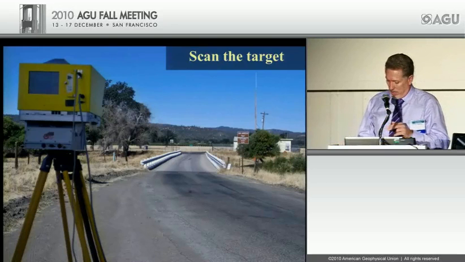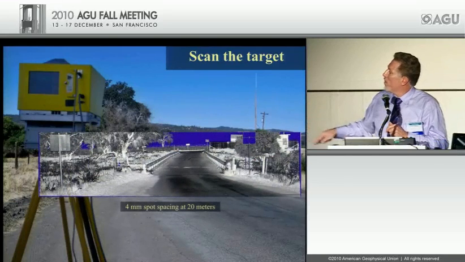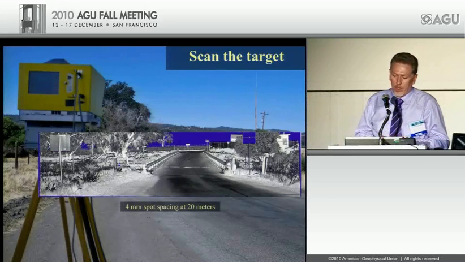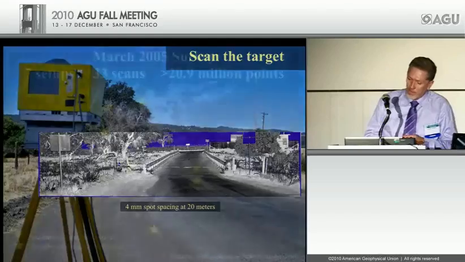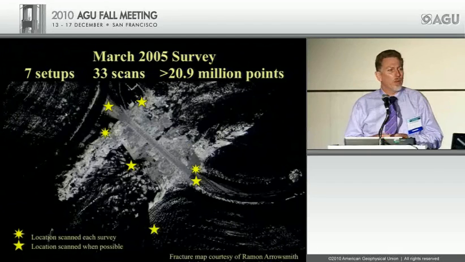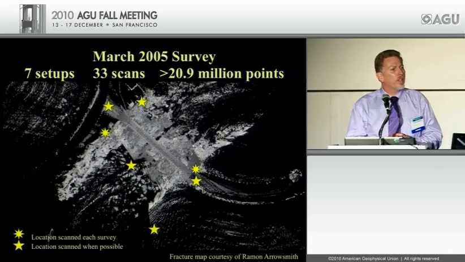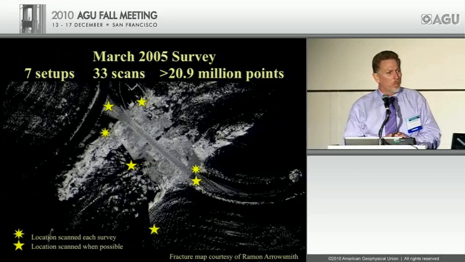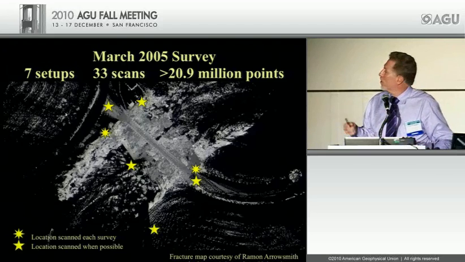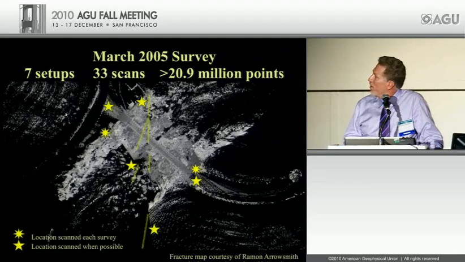So here's what it looks like from a laser scan. So this is an actual laser scan. I've got 4 millimeter spot spacing out at 20 meters. And you can see the Parkfield Bridge. There's actually a kink in the bridge as it's slowly deforming with the San Andreas Fault running under it. This is the March 2005 survey. Each of the stars is a location that we set up to try to minimize shadowing within it. The 2 stars here are the spots that we surveyed every single time. Again, going back, this was effectively my second scan. I'm still going through the learning curve on how to run surveys, but we've still got a lot of data from it.